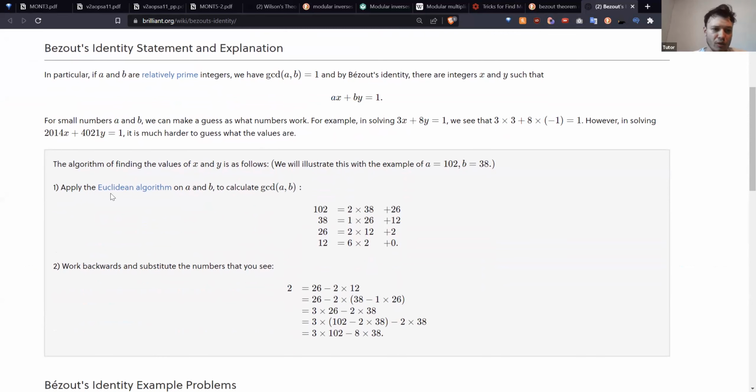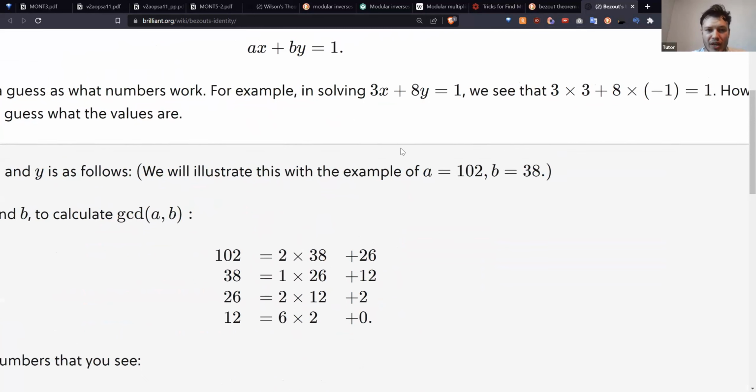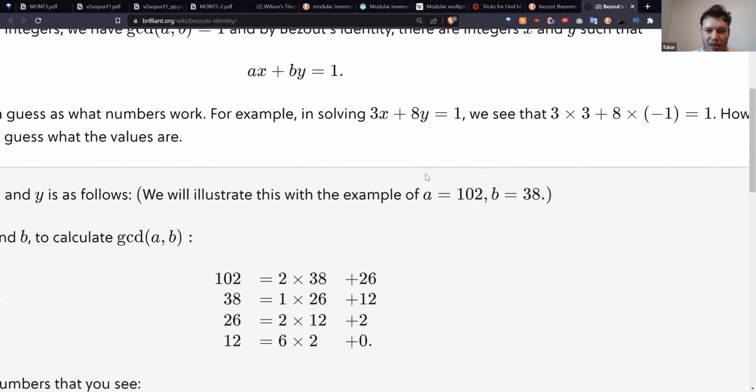This theorem actually tells you how to compute X and Y. If you read through the Euclidean algorithm, you can see how to compute X and Y. The idea is basically the following. Let's say that A is 102, B is 38. Then the question is, what X and Y should I use to get 1, right?